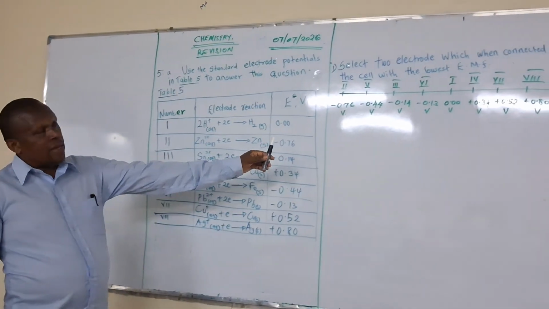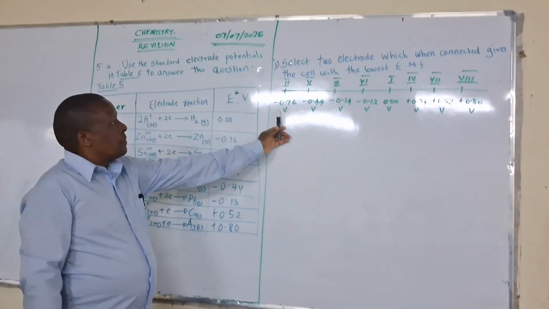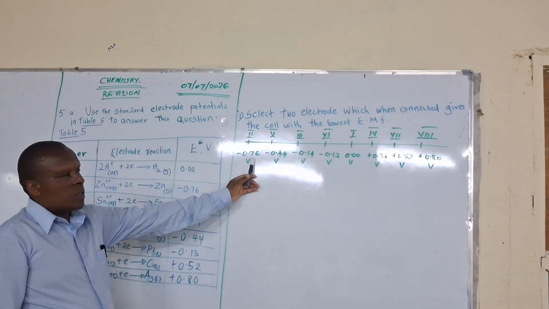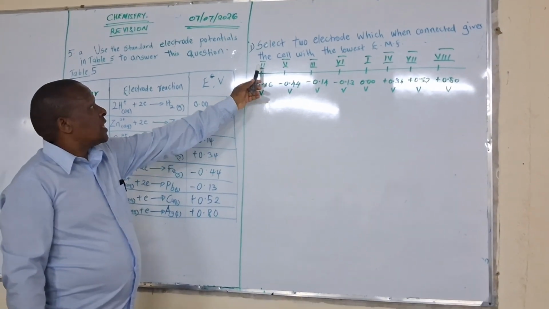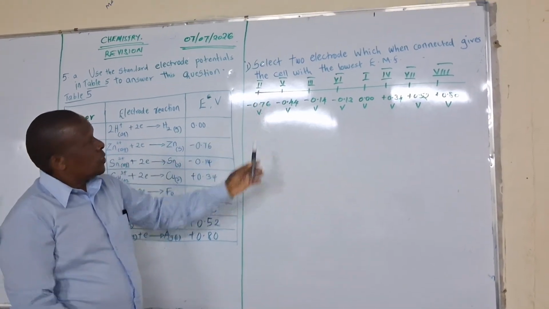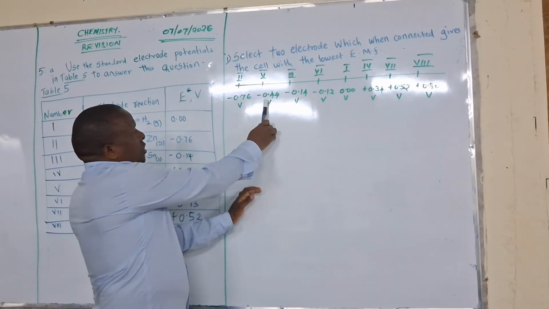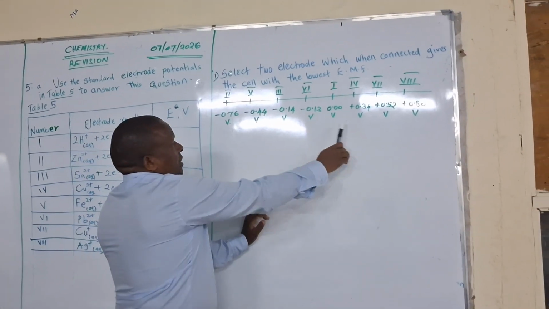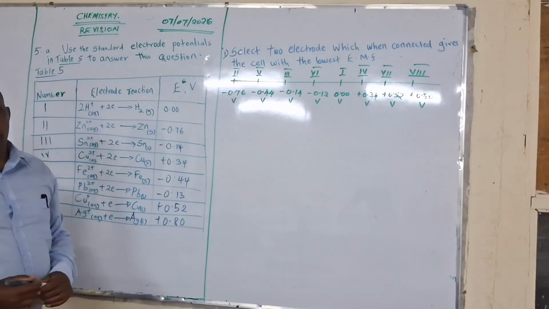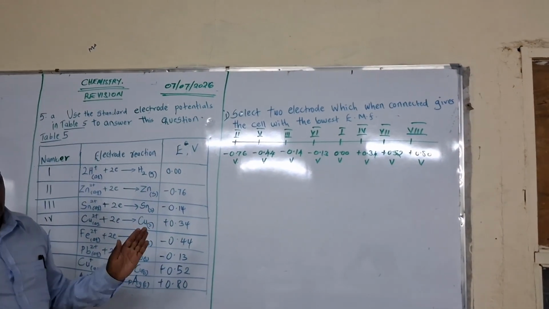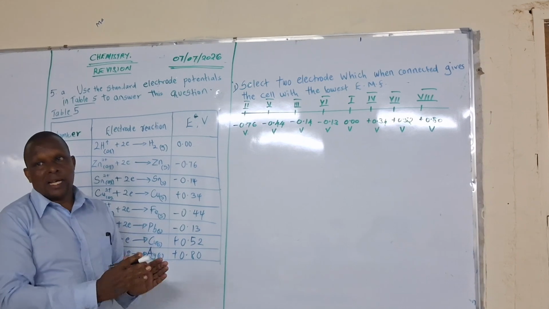When arranged in an alkaline medium, this is the way they are going to appear. We start from negative 0.76, which is the standard electrode potential for half cell 2, followed by negative 0.44 all the way, and the one on the right hand side is positive 0.80. From this, we are going to look for the difference between two close cells.